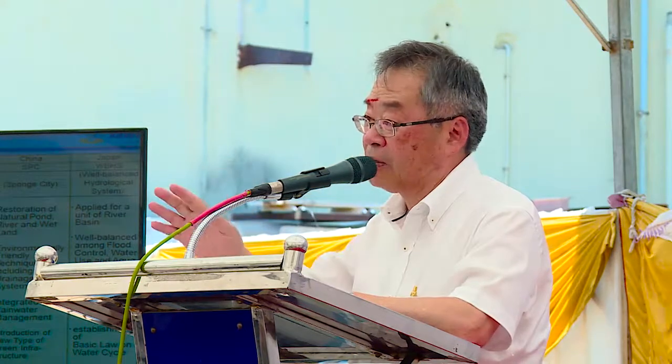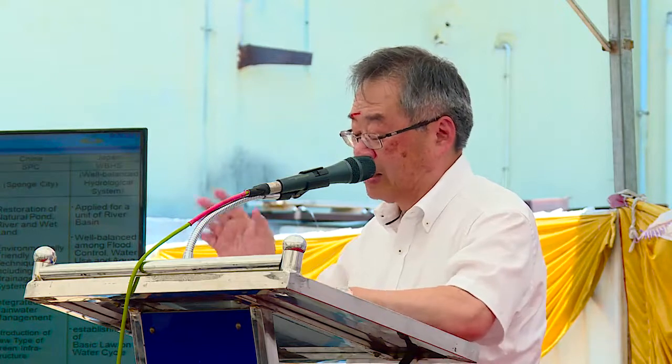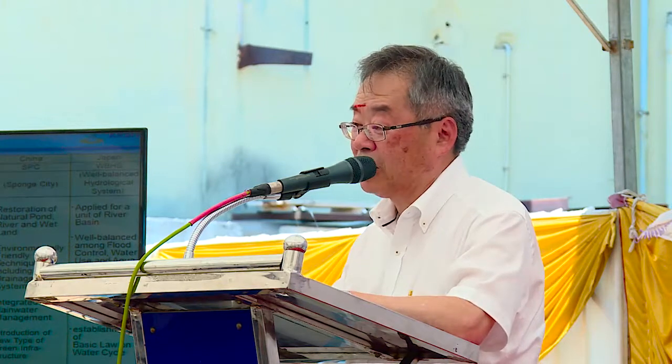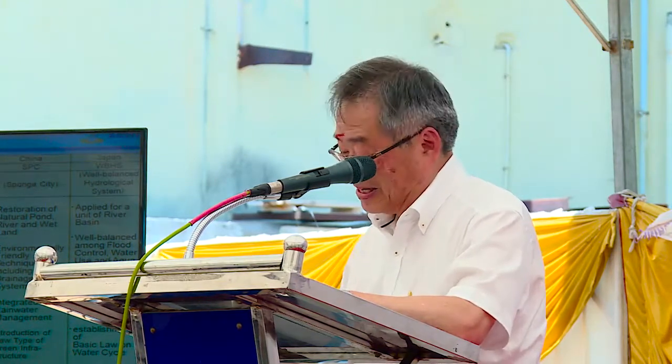This list shows the country-specific approaches for the sound water cycle. Nowadays, all over the world, they are going in the same direction related to the sound water cycle in the urban area. In the USA, they say low-impact development. The UK says sustainable urban drainage system. Germany also, sustainable urban drainage system. Australia, I already said, water-sensitive urban design. And China says sponge city. Sponge city is very understandable. And Japan, we don't have very good English, but we just say well-balanced hydrological system.